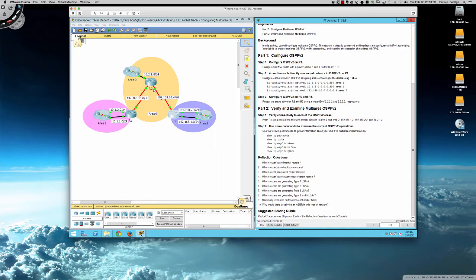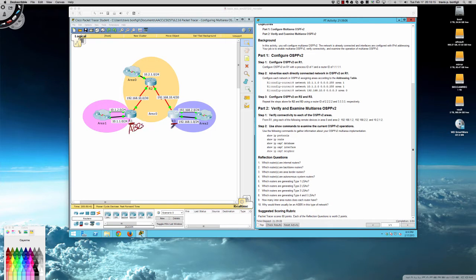Question number 3, which routers are area border routers, or ABRs? Remember that the definition of an ABR is any router that has at least one interface in area 0 and one or more interfaces in other non-area 0 areas. So with that in mind, we can quickly determine here that router 1 and router 3 are ABRs, right?